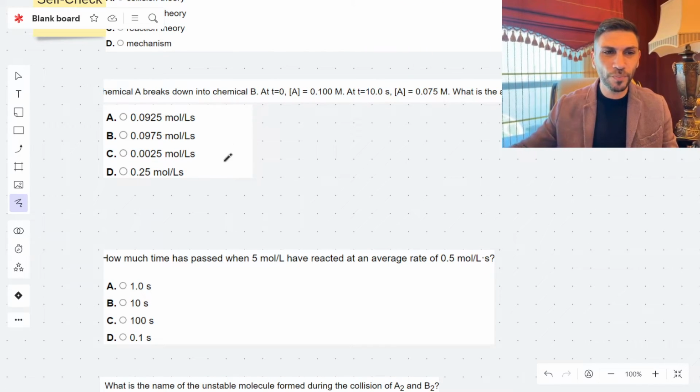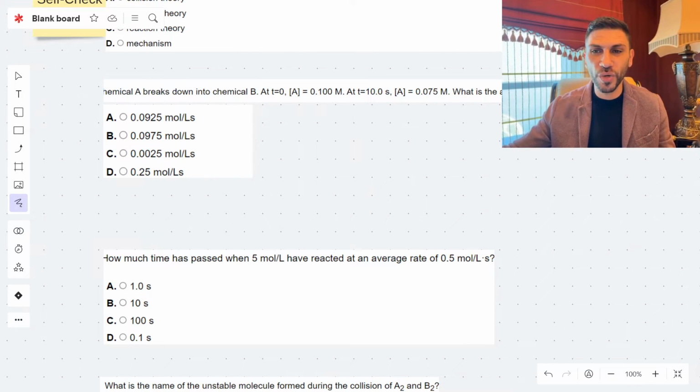Question number 2: when A breaks down into chemical B, at T equals 0, the concentration of A was 0.1 molar, and at T equals 10 seconds, the concentration of A equals 0.075 molar. What is the average reaction rate? I'm not going to give you the answer, but I'm going to give you a hint.